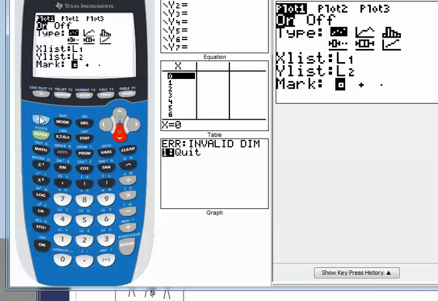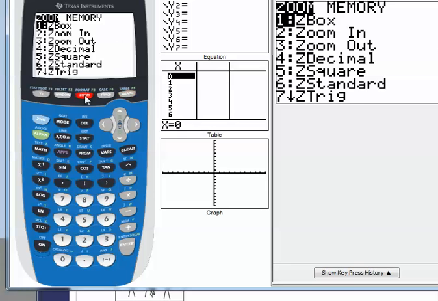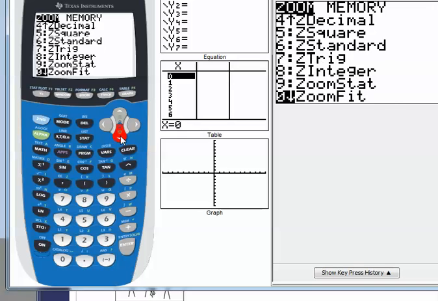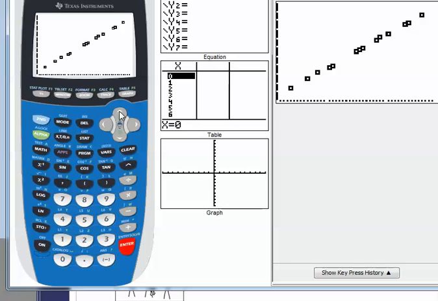See if it'll do this for me. L1 and graph. It didn't show anything there. What I'm going to do is come down here and press this and have it go down and do a 9. What does 9 stand for? 9 stands for stat. So since it's a statistic thing, I want it to do the stat zoom, and it should zoom it out that way.